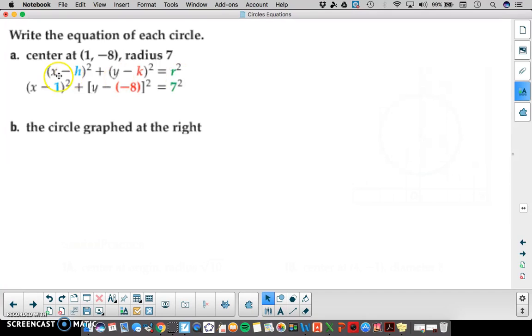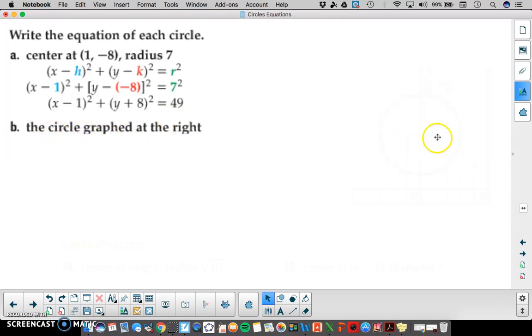Now we're going to simplify a little bit. Y minus a negative 8 becomes y plus 8, and 7 squared becomes 49. So this right here, x minus 1 squared plus y plus 8 squared equals 49, is the equation of that circle.